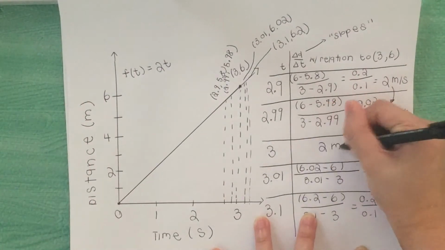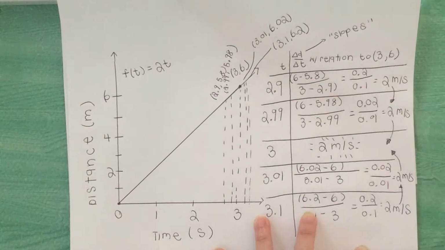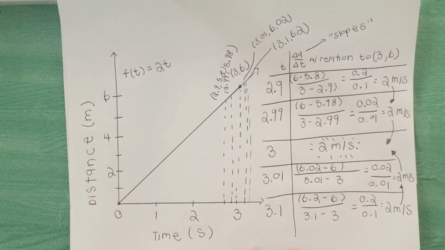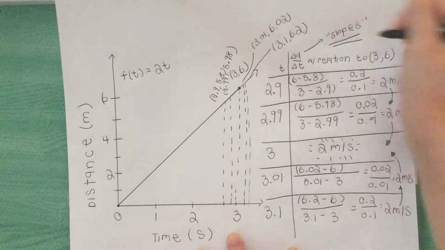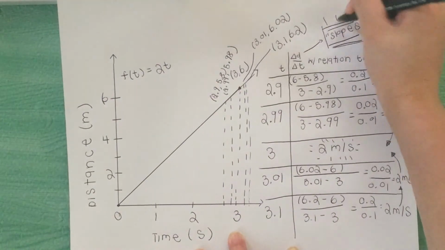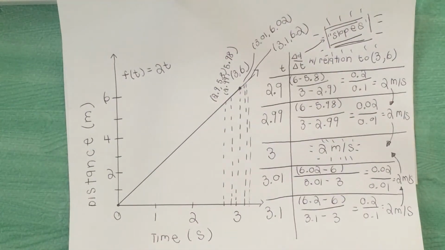Soon you find that your change in distances over change in times, or slopes, approach 2. Therefore, your instantaneous velocity at t equals 3 seconds is 2 meters per second. By finding the slopes of values extremely close to t equals 3, you were able to find the slope at exactly t equals 3.